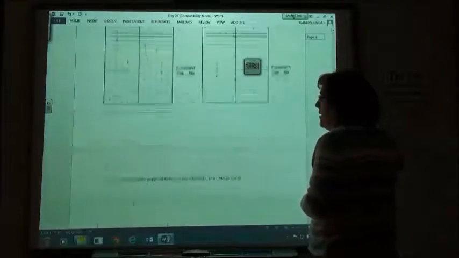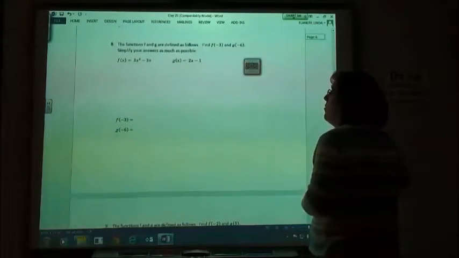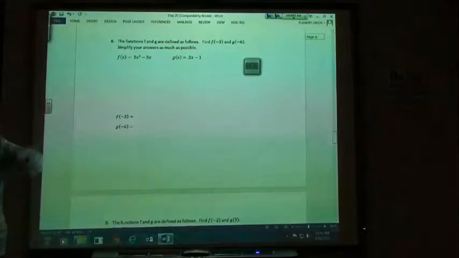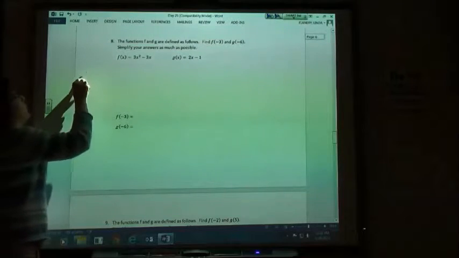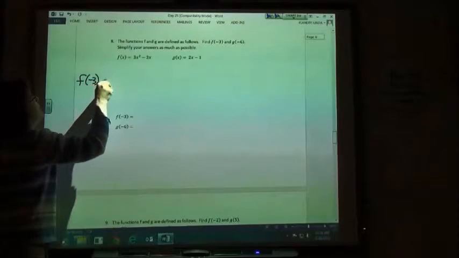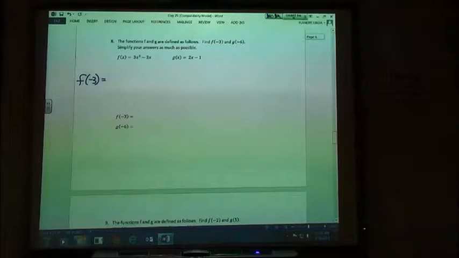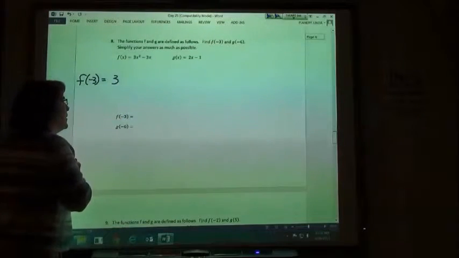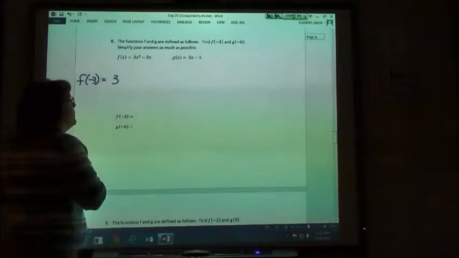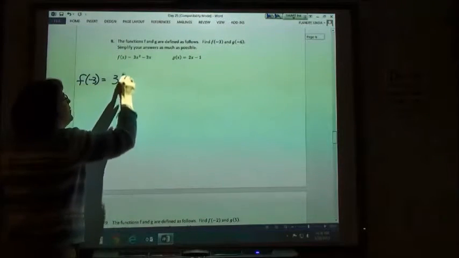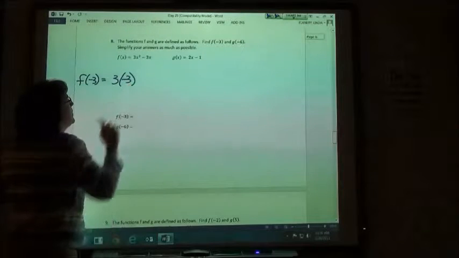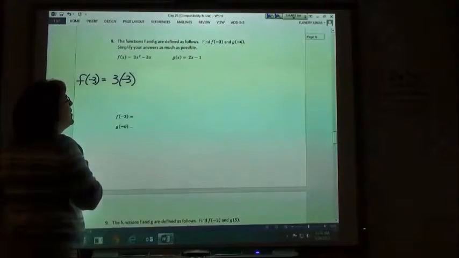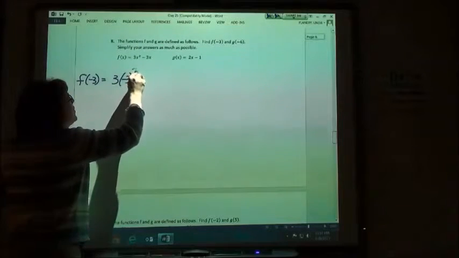So number 8 tells me I'm going to do f of negative 3. So what should I write f of negative 3 is equal to? 3 minus 3 in parentheses, minus 3. Whoops, we got to put a little thing on the first one yet. Squared. We forgot the squared, okay.